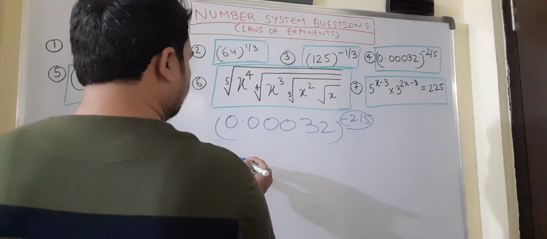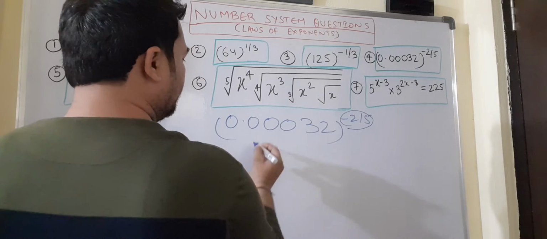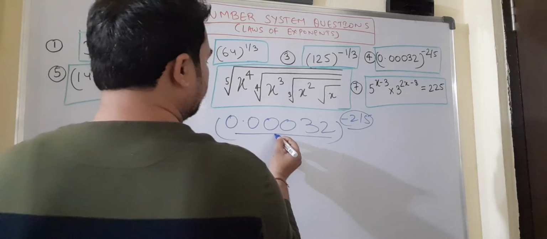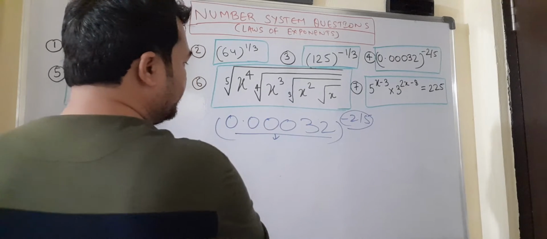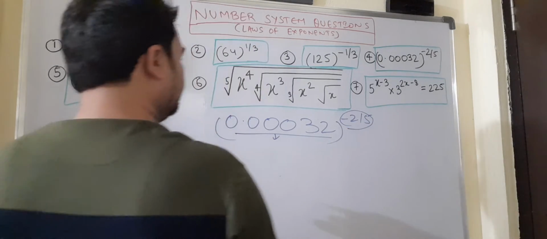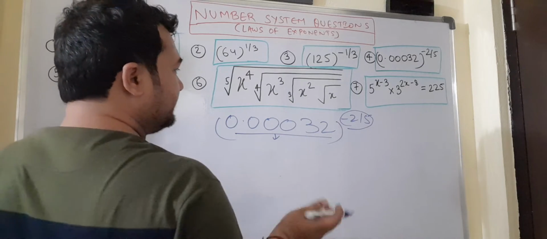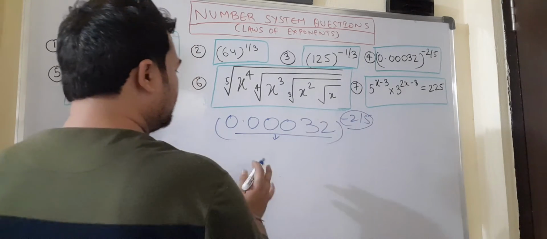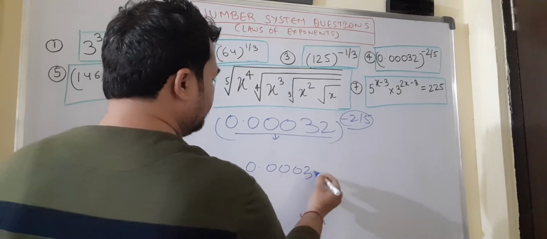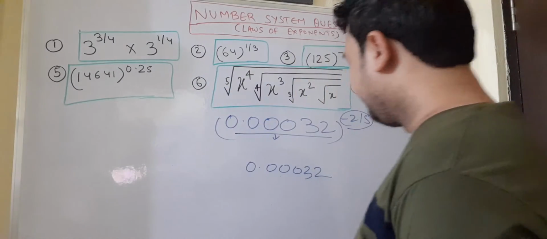So first of all, what is this? In this form you can never solve this, so you have to convert it into another exponential form so that powers will cancel each other, or if not cancel each other, it will be some simpler form. Say 0.00032. What can you write this as?